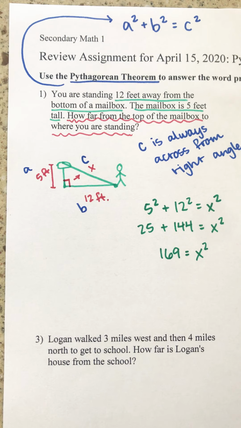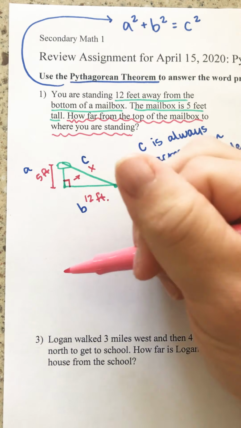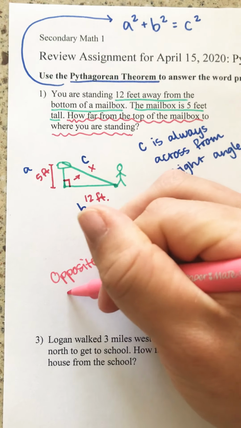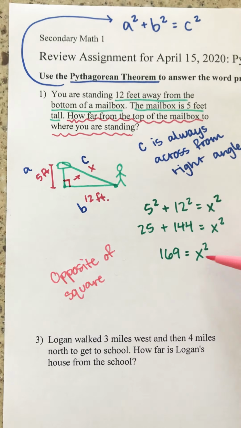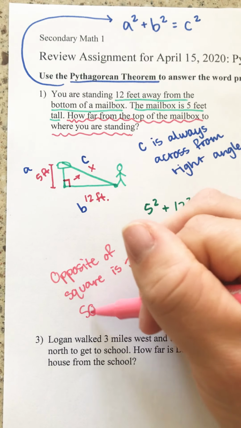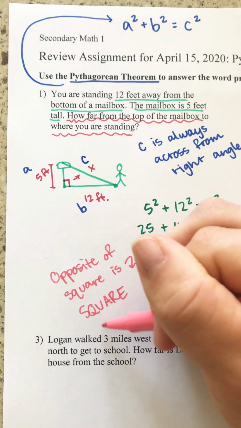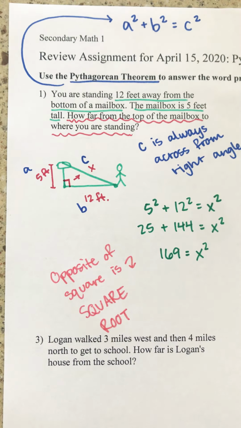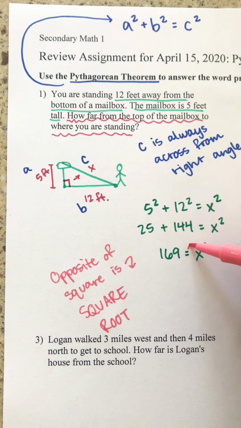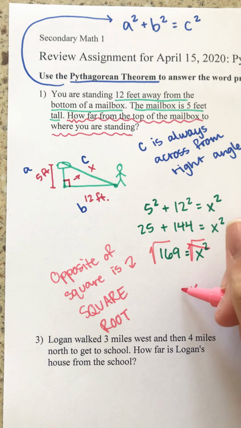If you remember from your last assignment, the opposite of square is what? The opposite of square, meaning this little 2 right here, x squared, is square root. Just like the opposite of addition is subtraction, the opposite of division is multiplication, the opposite of square is square root. So in order to get this x by itself, we have to do the opposite. We have to square root both sides. So those cancel out. We get x all by itself.